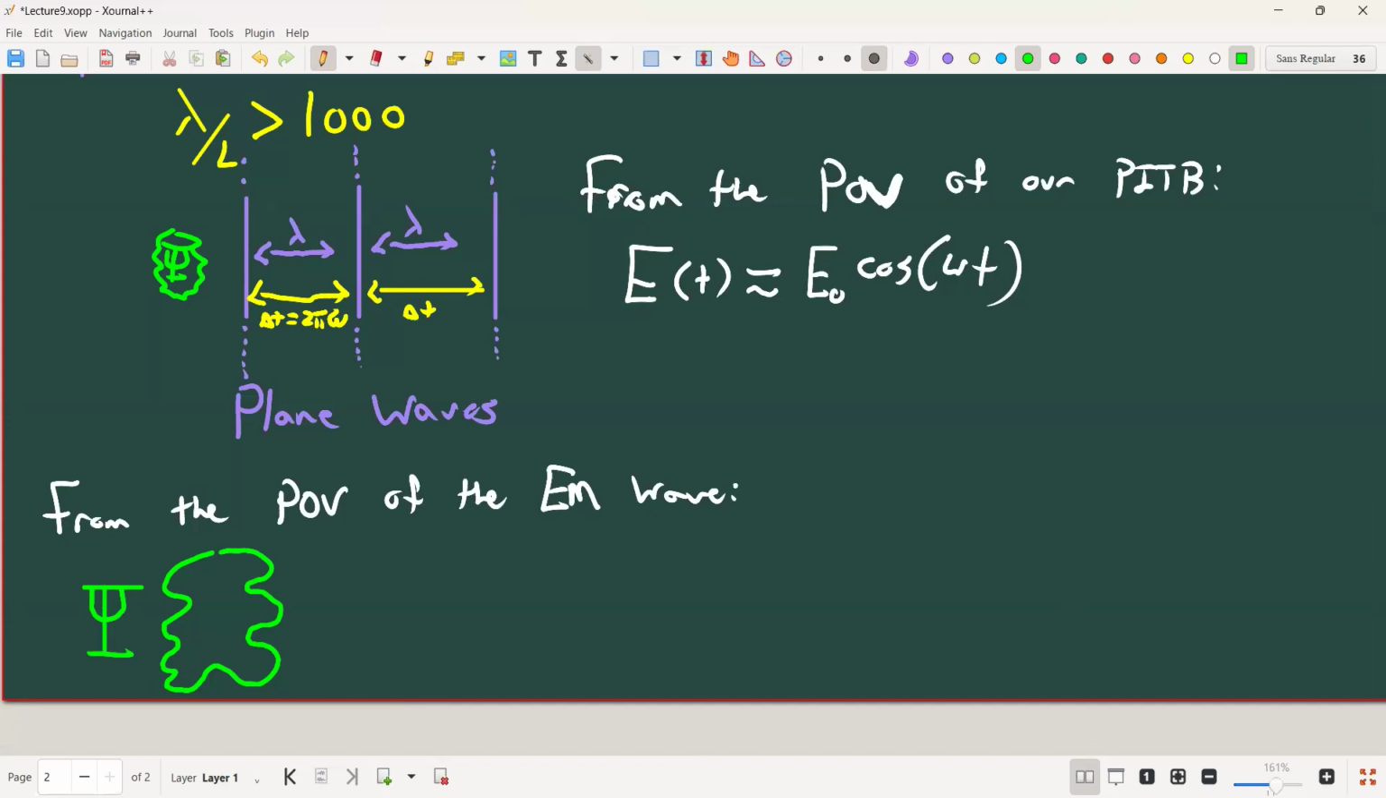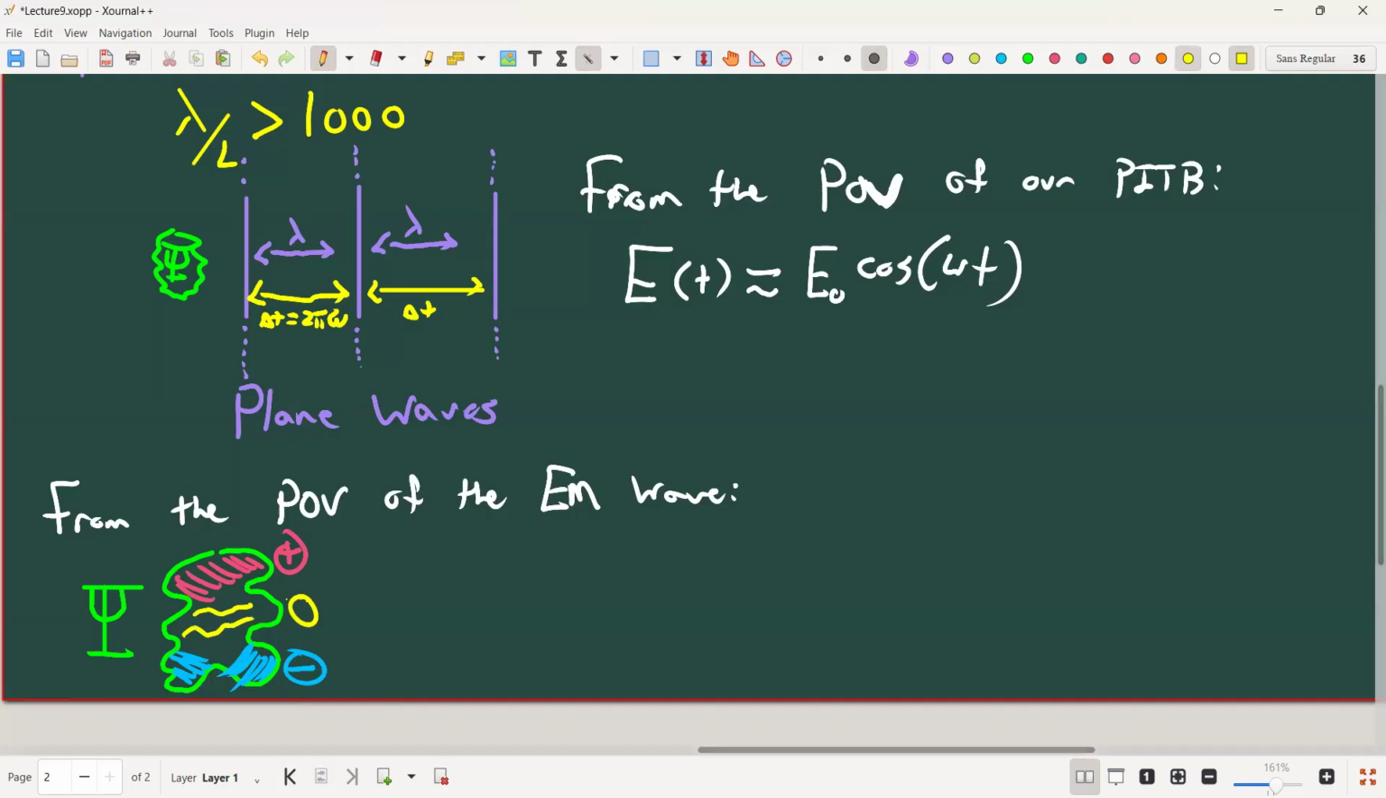So we could color this in with the positive regions and the negative regions. Maybe you have some positive charge up here, and some negative charge down here, in these regions. Maybe there's some neutral regions in the middle, like a zero charge. So maybe you've got some oxygens here and hydrogens here. It's a charge distribution.